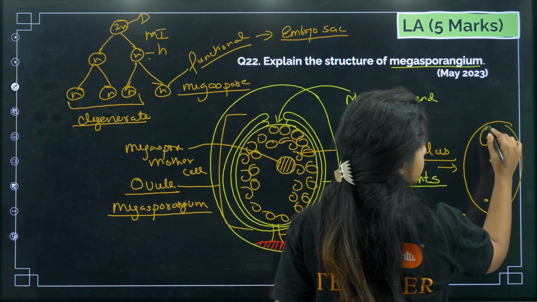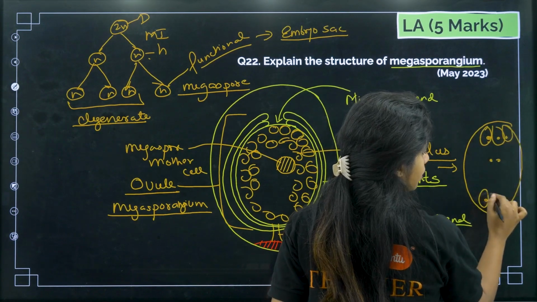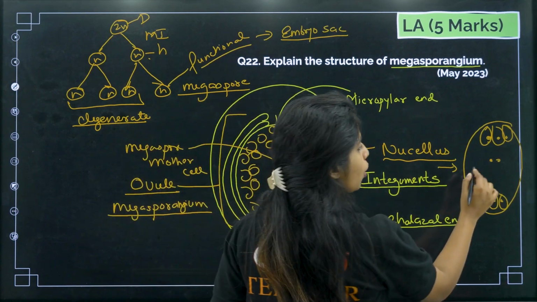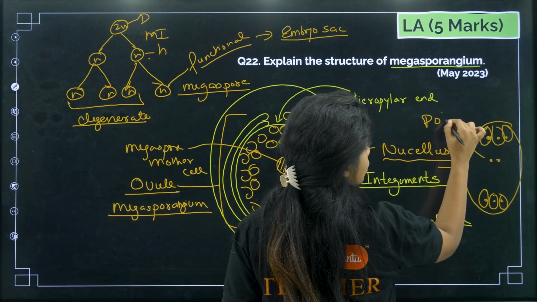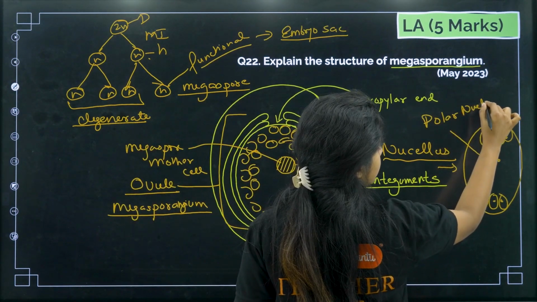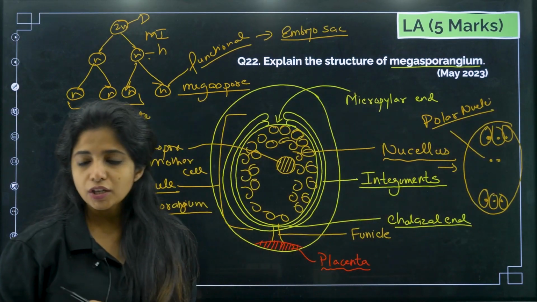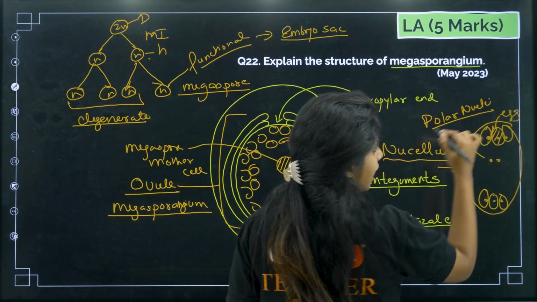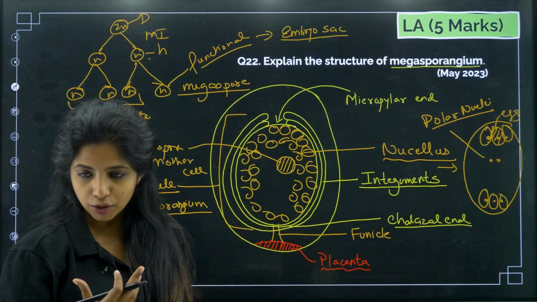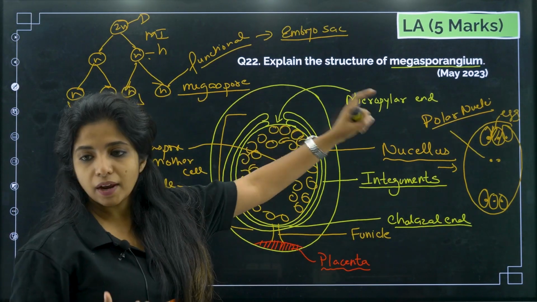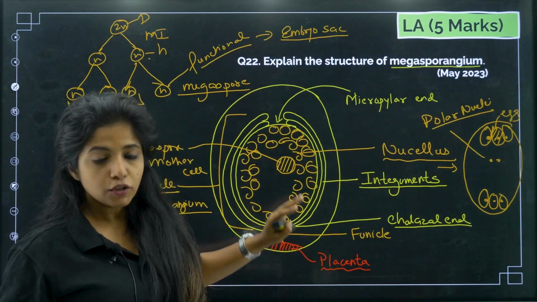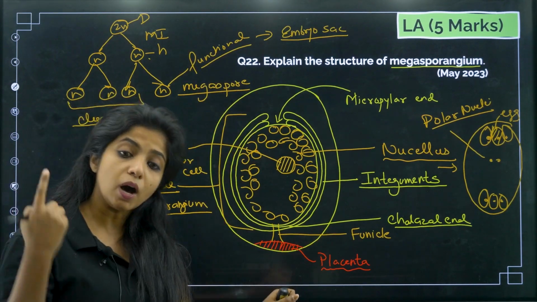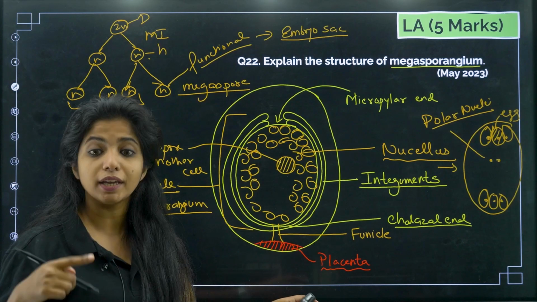Now these nuclei are surrounded by cells. The 2 nuclei that you see over here remain like that, and you call these nuclei polar nuclei. In this, there will be one cell which will be known as the egg cell, that is the female gamete, where the male gamete will come and fertilize it. Cool. So this is the diagrammatic view of the megasporangium. Now I will show you how you should be writing the answer for this, how you can explain this.